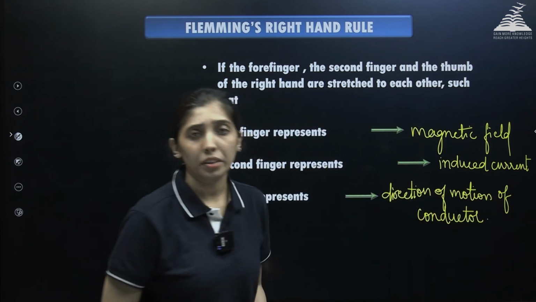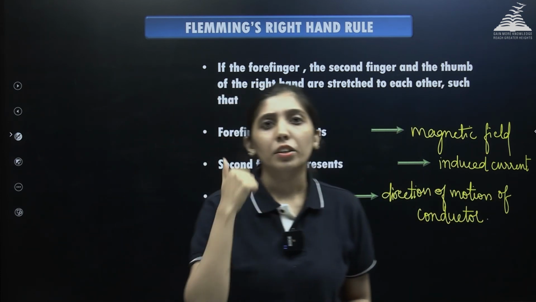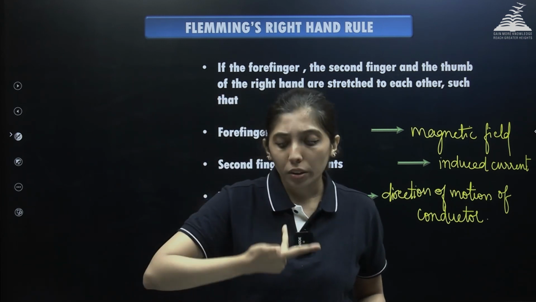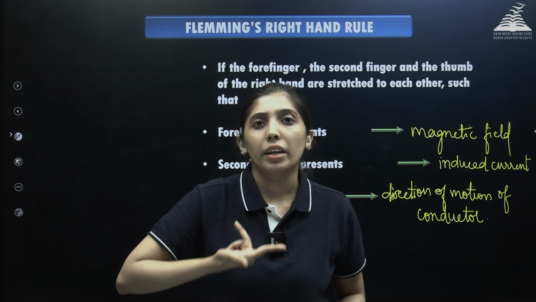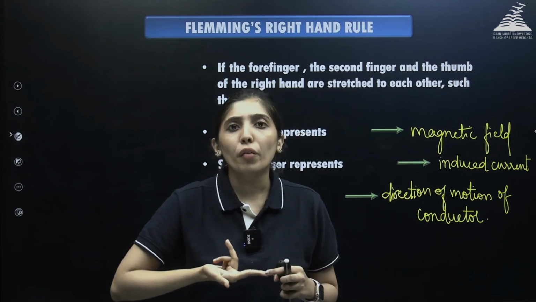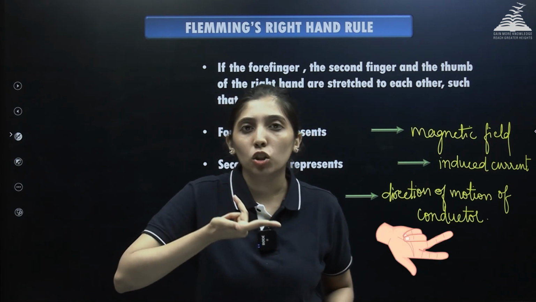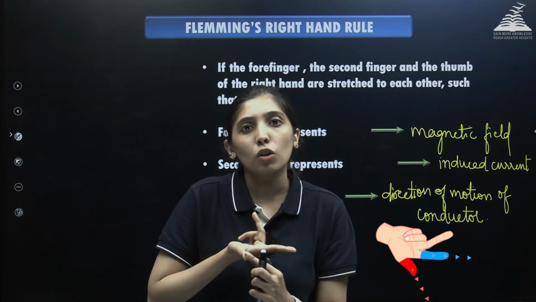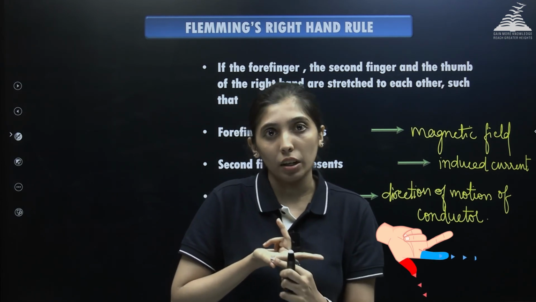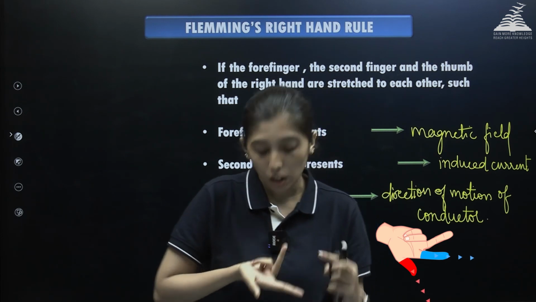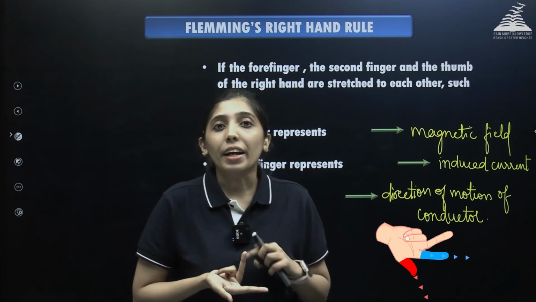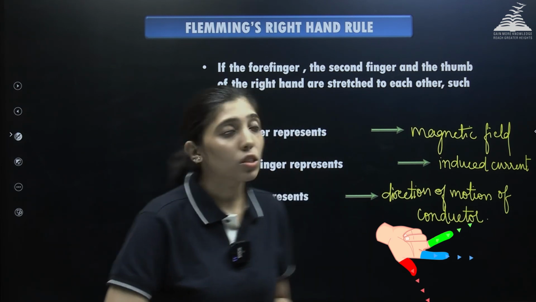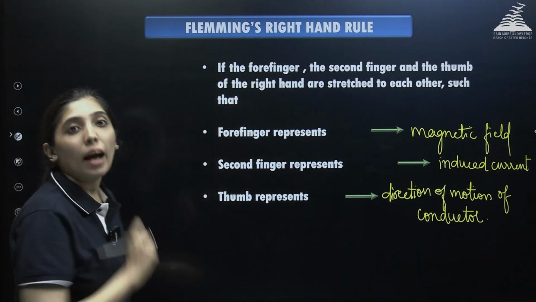To demonstrate, take the thumb, your forefinger and your second finger of your right hand, hold them at right angles to each other in such a way that your forefinger is pointing towards the direction of the magnetic field, your thumb is pointing towards the direction of the motion of the conductor. Then your second finger will give you the direction of the induced current, and this is called Fleming's right hand rule.